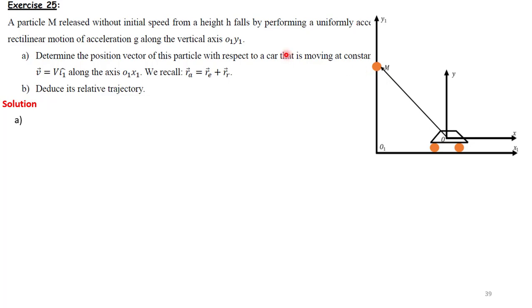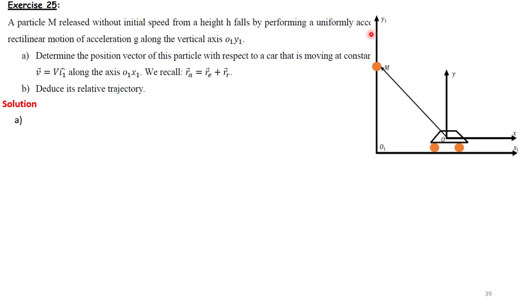It has a uniformly accelerated rectilinear motion of acceleration g. So it's a free fall. This is a free fall motion. So the acceleration is equal to a constant, g or minus g. Here it's equal to minus g along the vertical axis O1 y1.